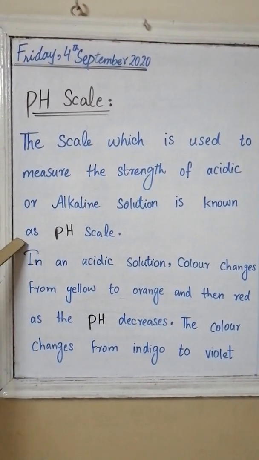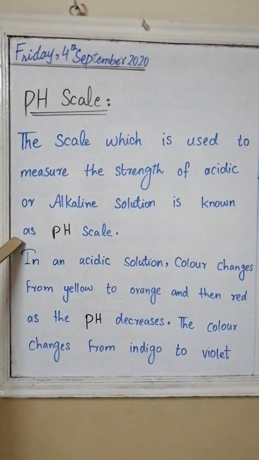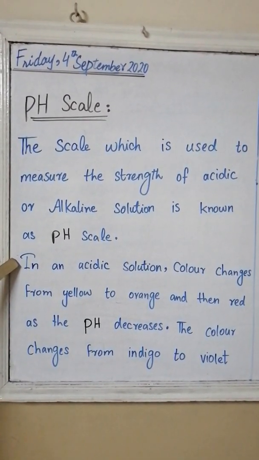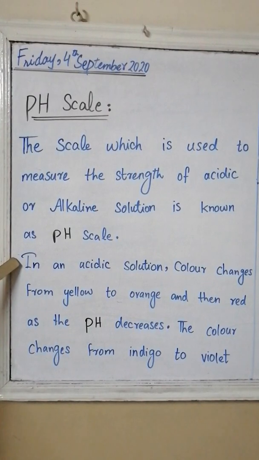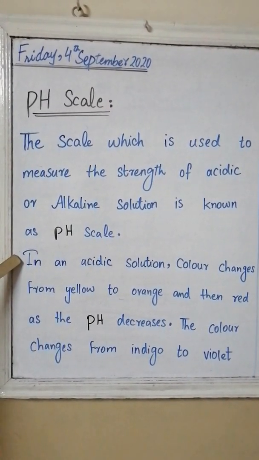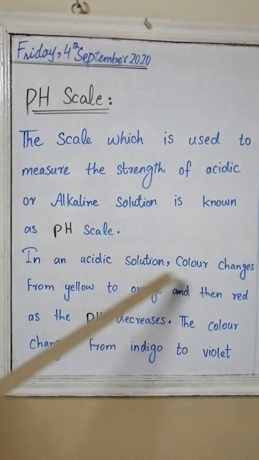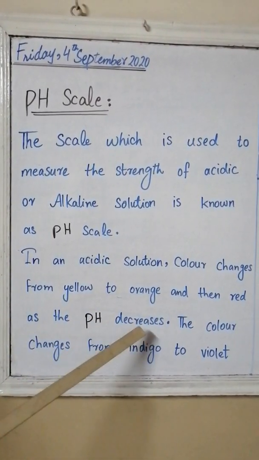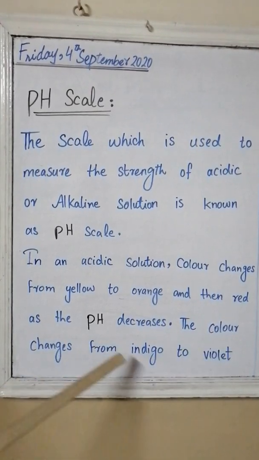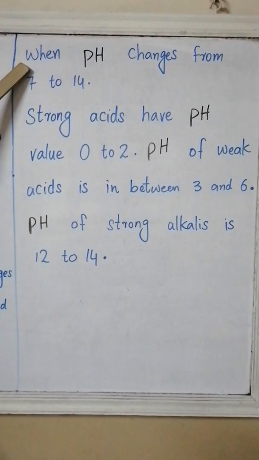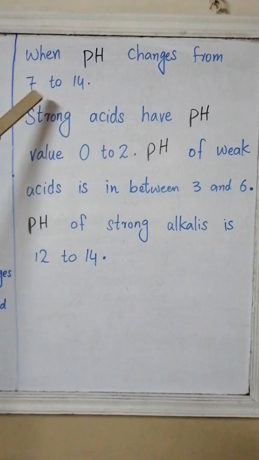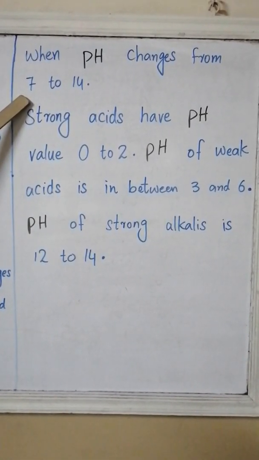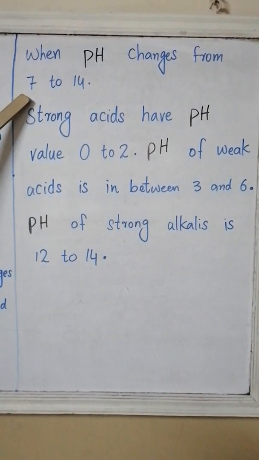A universal indicator paper, or commonly known as pH paper, has a mixture of several dyes coated on it. It shows different colors for different pH values of the solution. In acidic solution, color changes from yellow to orange and then red as the pH decreases. The color changes from indigo to violet when pH changes from 7 to 14. By comparing the colors with the chart provided with the pH paper, we can find the pH of different solutions.